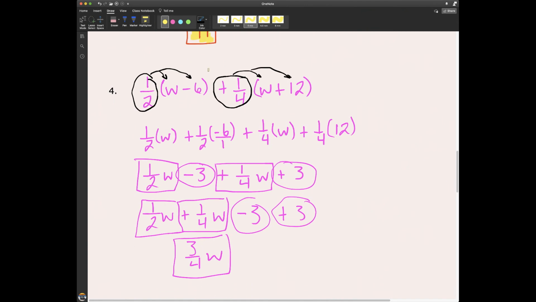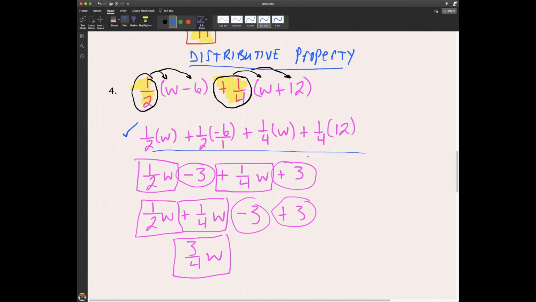Here, I do have values that are in front of each linear expression. So I need to use the distributive property. I'll write that down. Distributive property. Okay? Don't forget this one. It's important. All right, so I use a distributive property, and I end up here at this step. This is what it looks like when I use a distributive property right here.